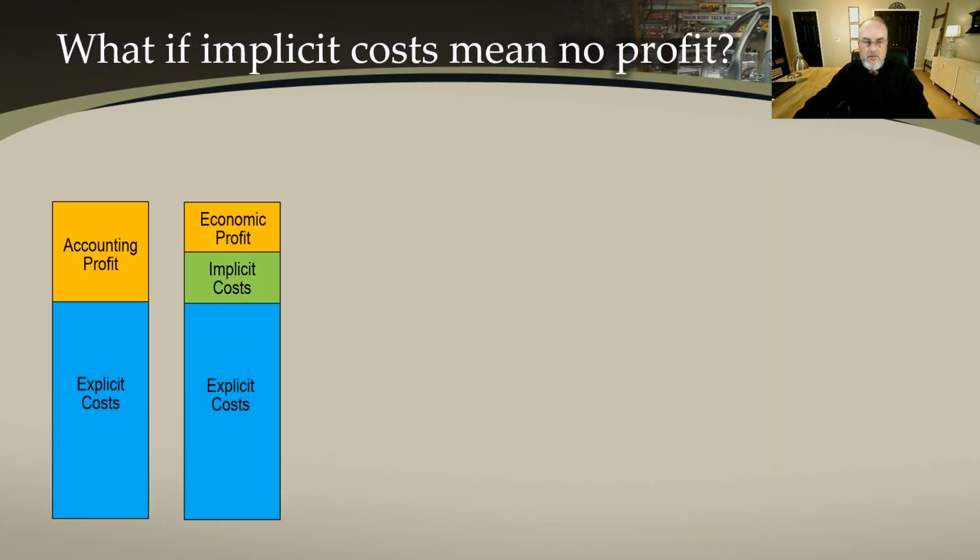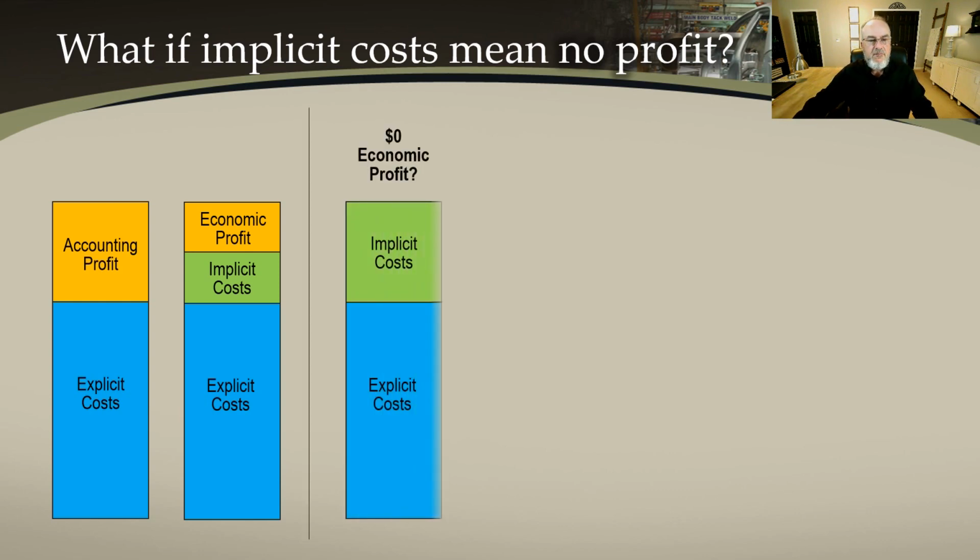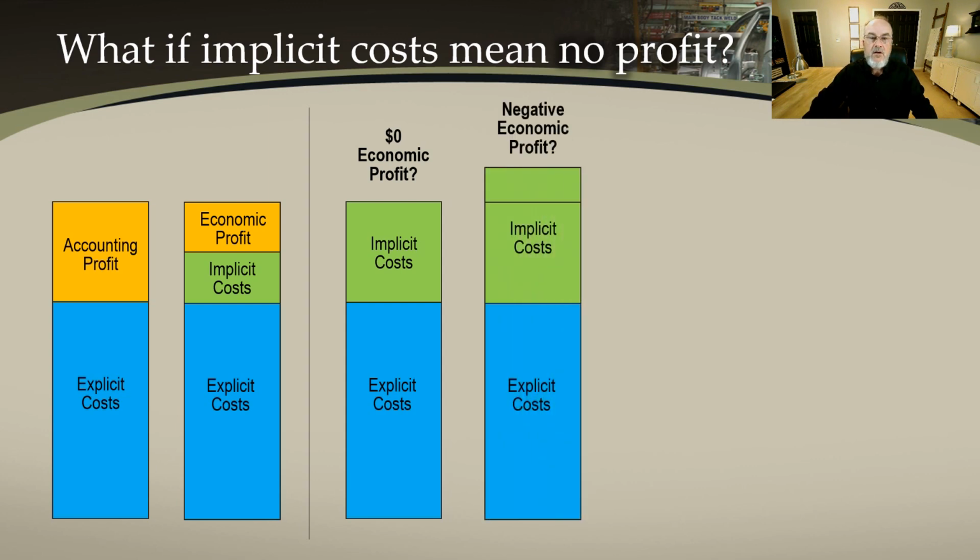Now what if, once I take into consideration my implicit costs, leaving my job, interest, any other factors like that, what if I don't make any economic profit? What if my implicit costs take up all of my accounting profit? You see here we've got the green on the top of that bar chart, but we've got no orange. So that's a zero economic profit, which means when I take all my implicit costs into consideration, I break even. Or what if my implicit costs cause me to go into negative economic profit?